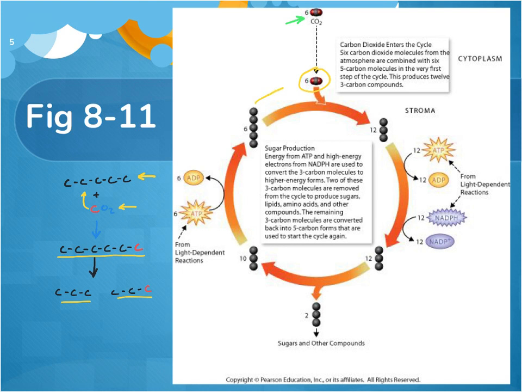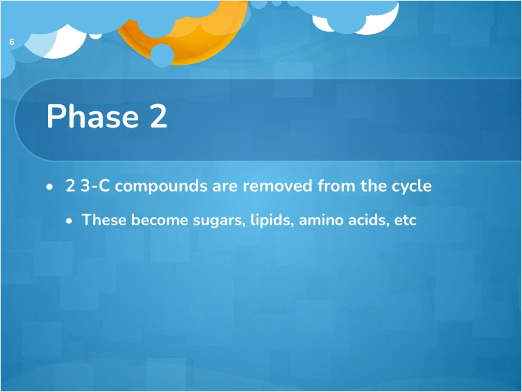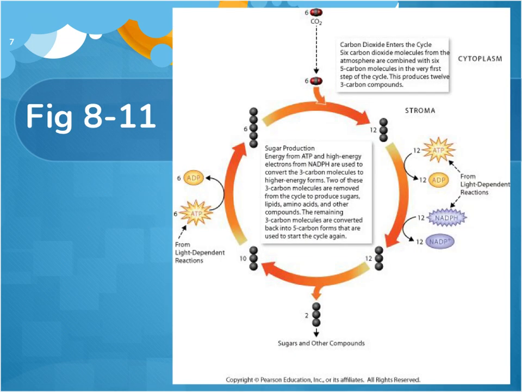It has joined this 5-carbon compound to make a 6-carbon compound, and they split in half to make a 3-carbon compound. So at this point in our cycle, we have a 3-carbon compound, meaning there's 3 carbon atoms, and it's about to experience some other changes. Once those 3 carbon compounds have been formed, some of them are removed from the cycle. 2, to be exact, of the 12 that we created with the 6 carbons that came in. These are the ones that are going to become sugars eventually, and then potentially also lipids, amino acids, and other structural molecules.